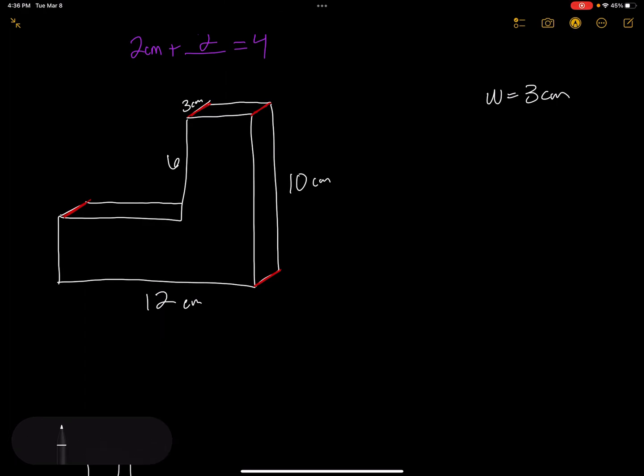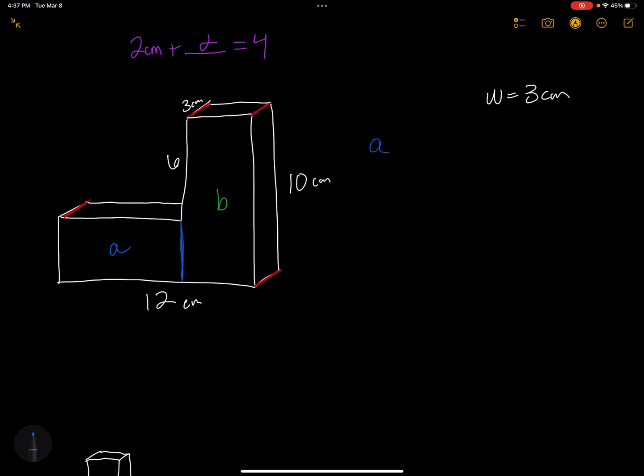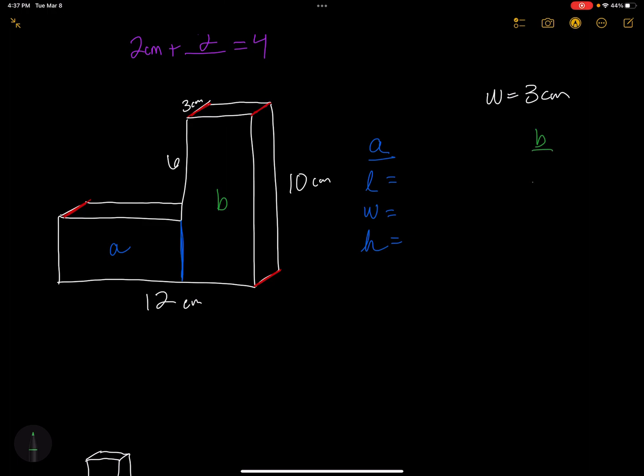Step number 2, we're going to break this thing apart. I'm just going to break it apart right here. Now we have an A part, and now we have a B part. Then we will find the length, width, and height of A. I want you to write it just like this, just as I'm writing this down. And then you will find the length, the width, and the height of B.